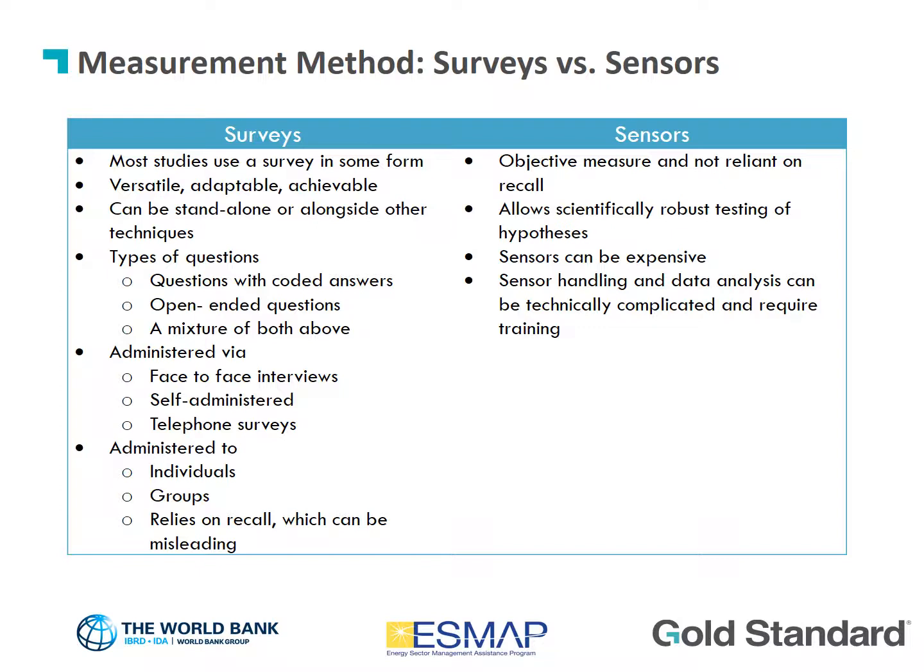With stove use sensors, they are an objective measurement and not reliant at all on recall. They also allow scientifically robust testing of hypotheses. The cons of sensors are that they can be expensive and they can break easily. And sensor handling and data analysis is quite complicated and can require training and specific types of software.